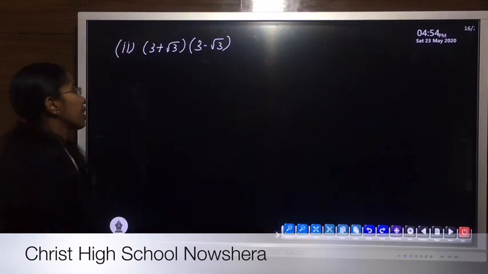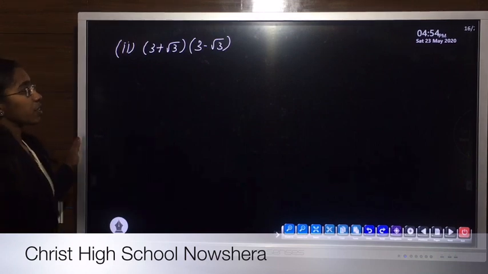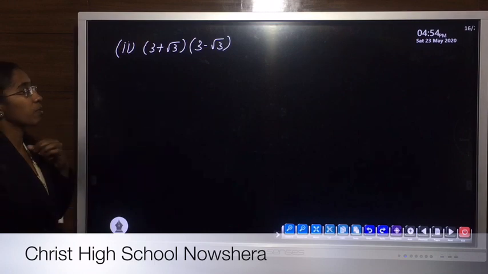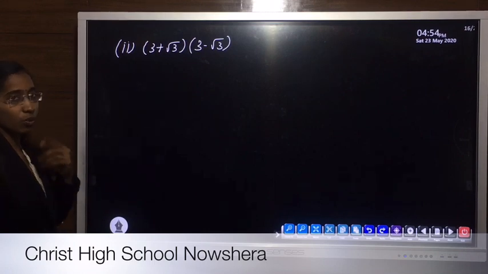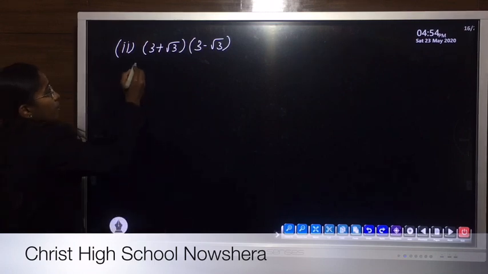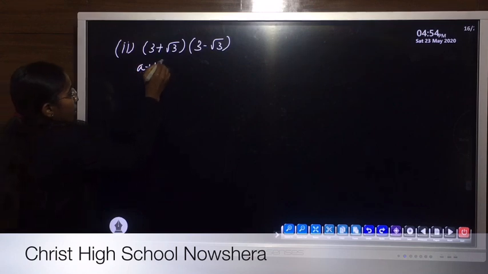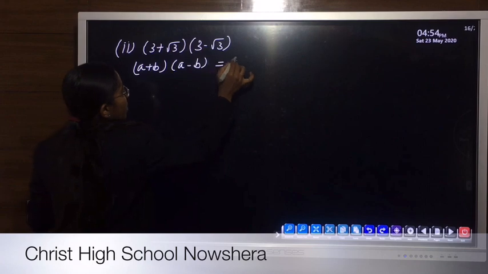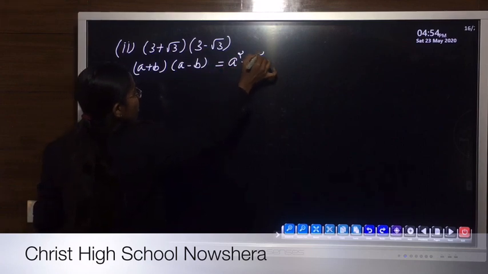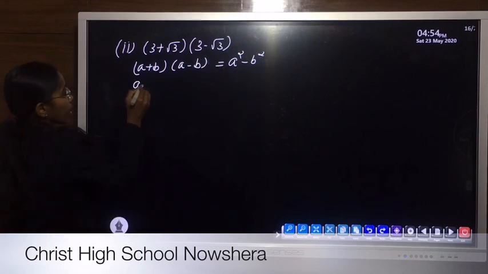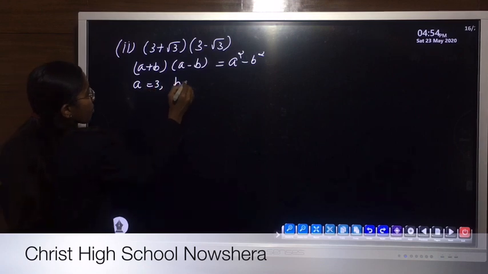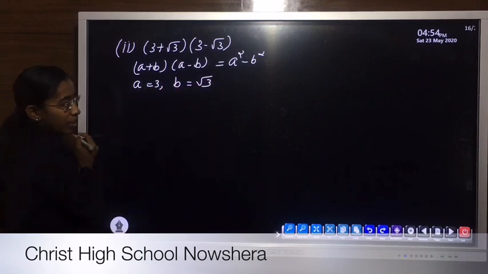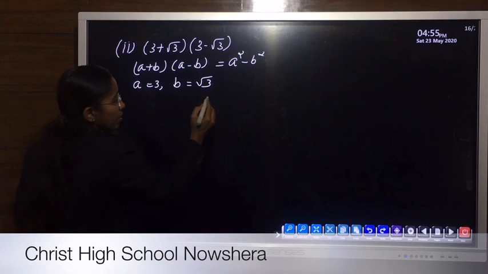And second question, 3 plus root 3 into 3 minus root 3. This is also a plus b into a minus b form. What is a plus b into a minus b? A square minus b square. A plus b into a minus b equal to a square minus b square. Here a is equal to 3, b is equal to root 3. Substitute these values in this equation.